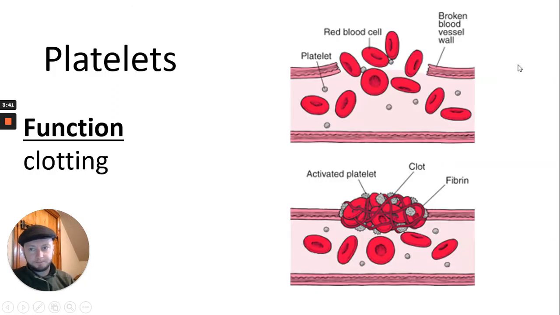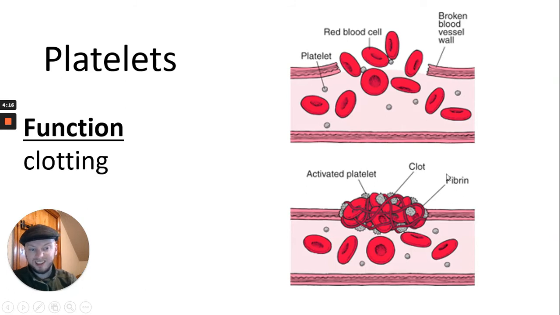Okay, platelets. These tiny cell fragments, their function is in blood clotting. So remember we said that if you get a cut, you get a blood clot. What is a blood clot? Well, if you look at this diagram here, you can see that cut in the skin, or the blood vessel, and then all of these red blood cells start to clump together. And the platelets help them to do that. So these little platelets help the red blood cells to clump together.